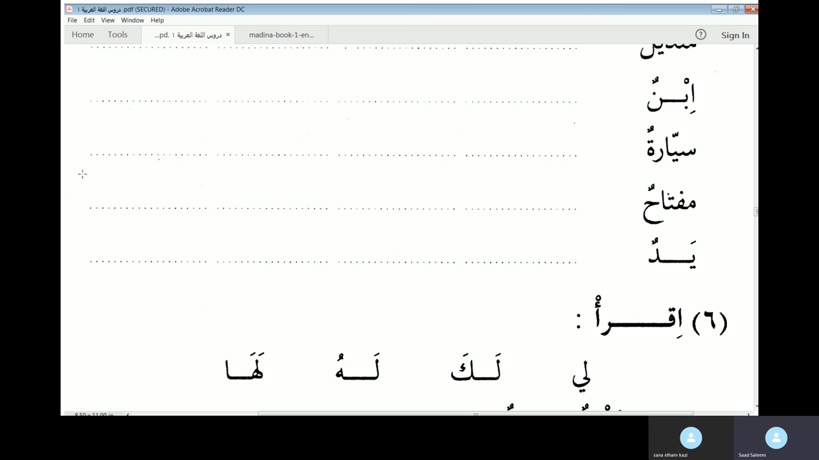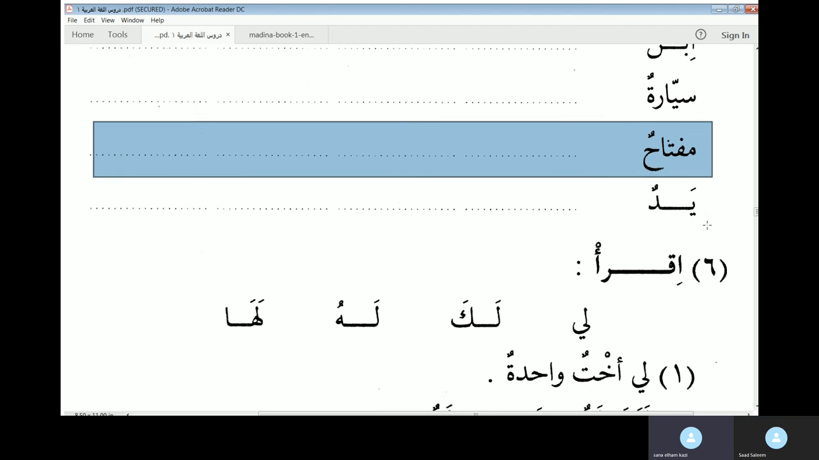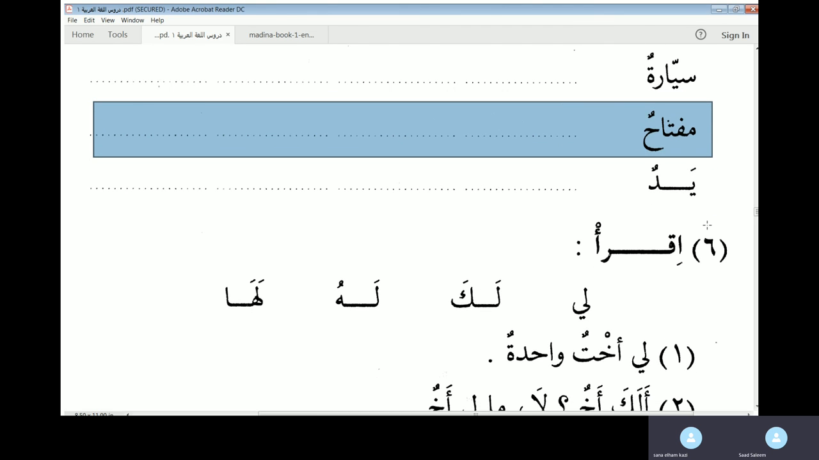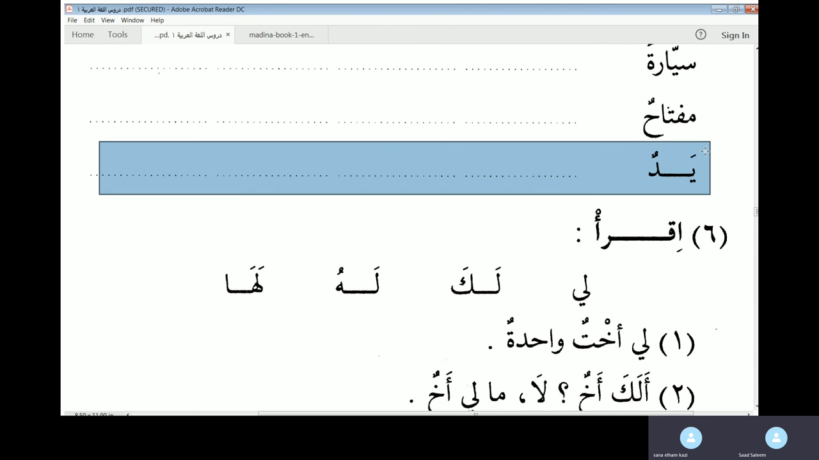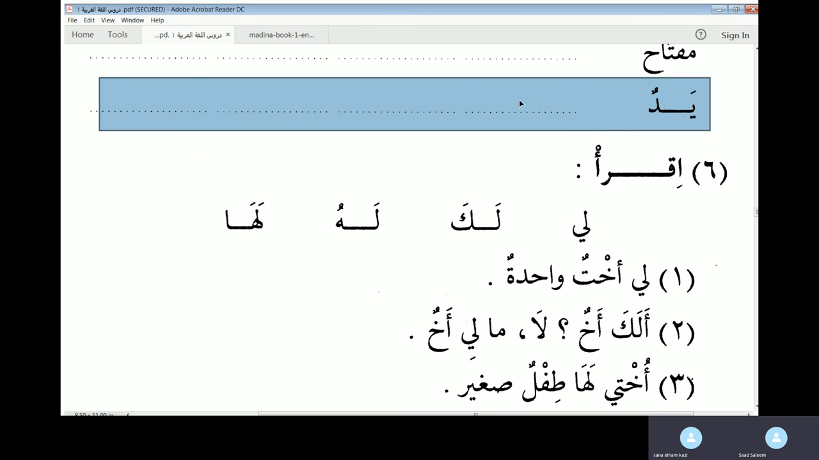Miftahun haza miftahi haza miftahuka haza miftahu ha. Hazihi yadi hazihi yaduka hazihi yaduhu hazihi yaduha.